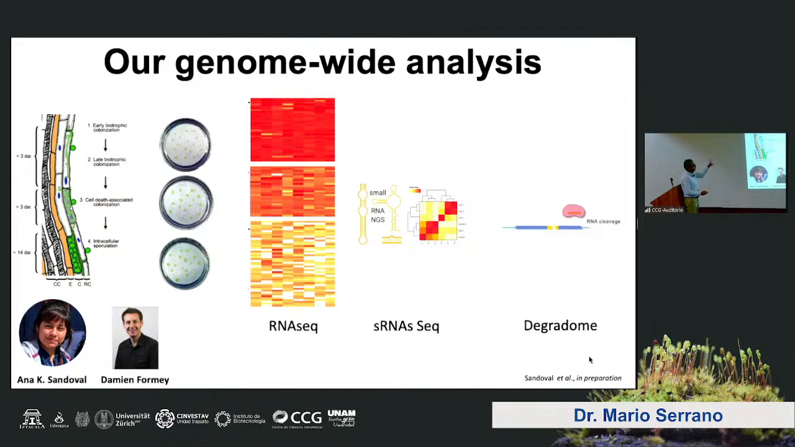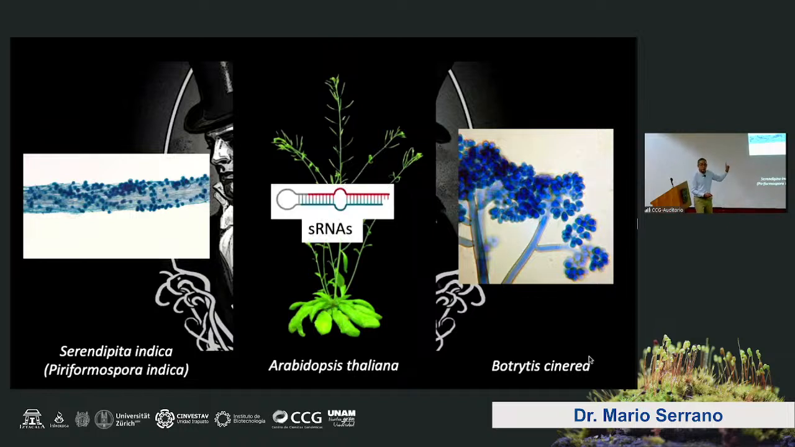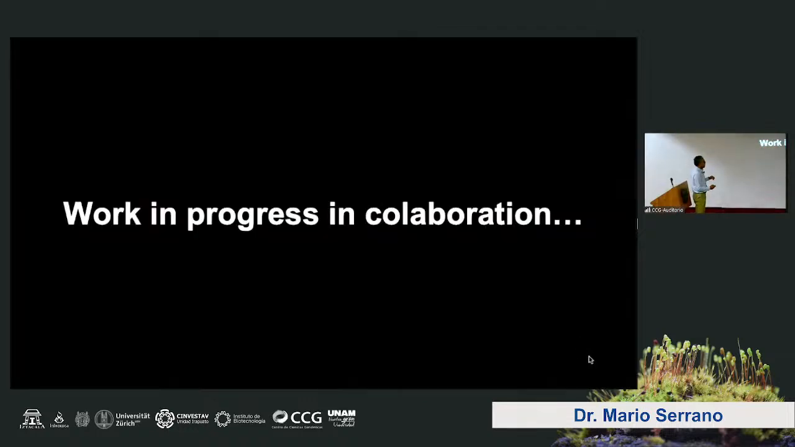I will not go into the detail, but we found many small RNAs that are induced during this interaction and at different times, 136. And we have almost finished the paper, and we will submit it soon. But the important thing is that now we can compare, because we have our own data, we have the data from S. indica, and now we can see what genes they share between these two different interactions. This is something that we are pursuing, and we are very interested to continue this analysis.